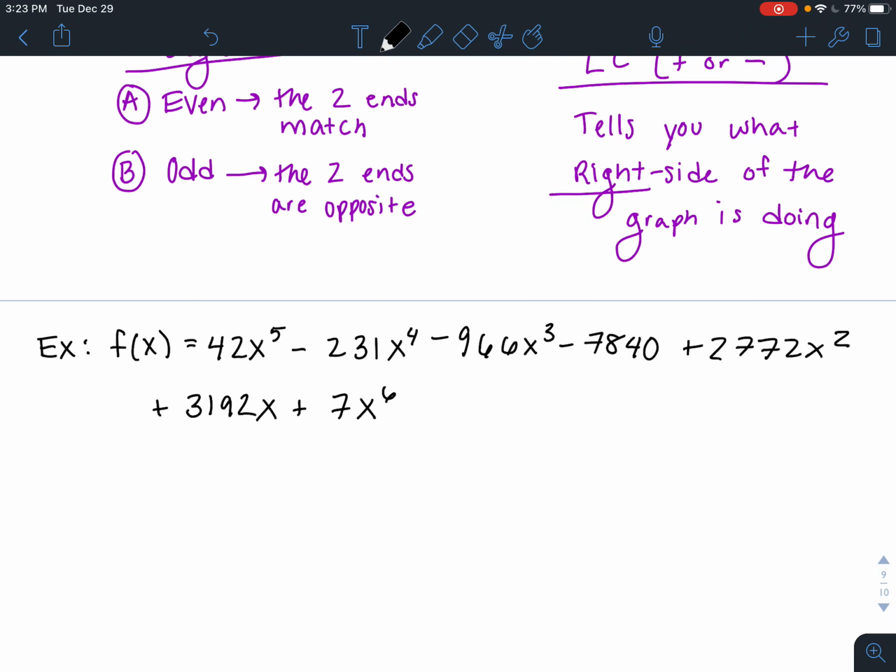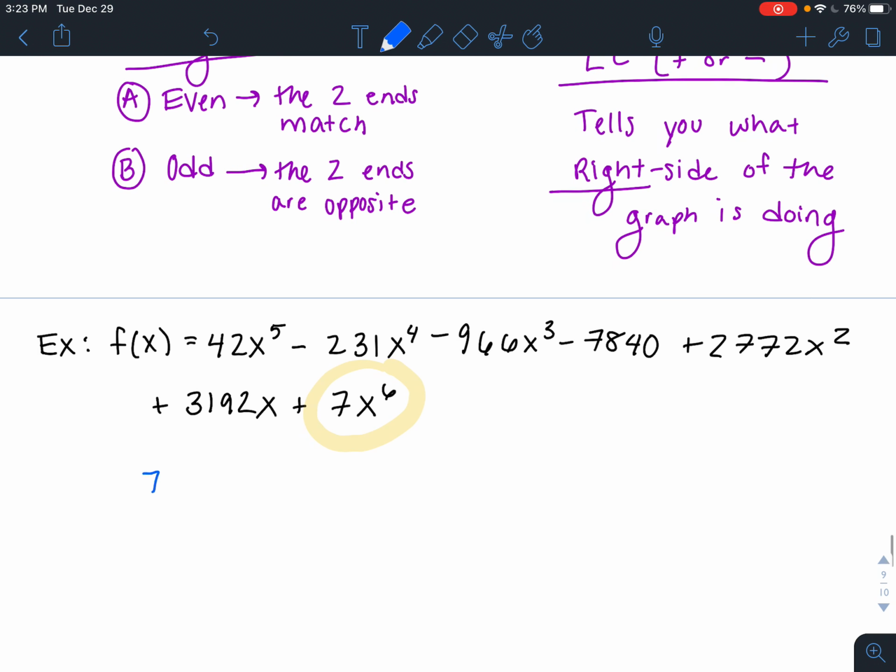Great, so let's go ahead and analyze this totally. Let's classify it using our vocabulary and look at the end behavior. What we want to do first is find my highest degree. So my highest exponent is 6, and I'm going to circle that term so it stands out. This has 1, 2, 3, 4, 5, 6, 7 terms. So this is a polynomial, and our degree is 6. So we have a 6th degree.